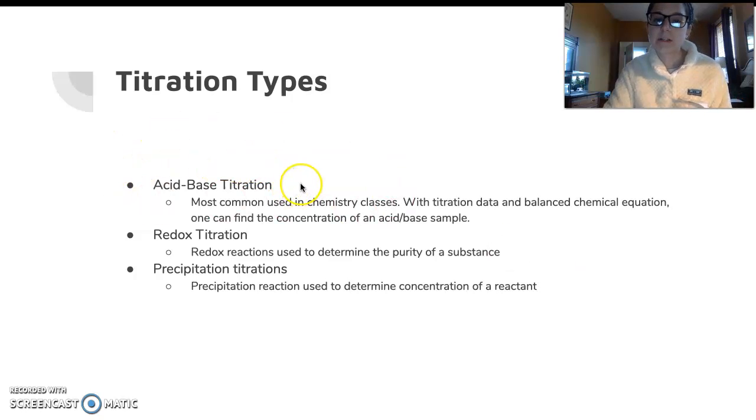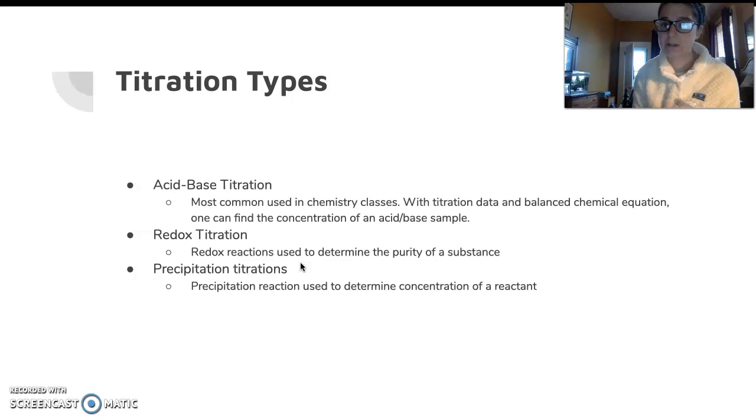So acid-base titration is usually the most common that you will see in chemistry courses. That's when we use an acid and a base. You can determine the pH of the solution. You can determine the concentration of the acid or base with the titration data and the balanced chemical equation. You can also do a titration with redox reactions. Same idea. Usually that's used to determine the purity of a substance. And you can also do it with a precipitation reaction, where the endpoint is where a precipitate starts to form, and that's also used to determine the concentration of a reactant like acid bases.